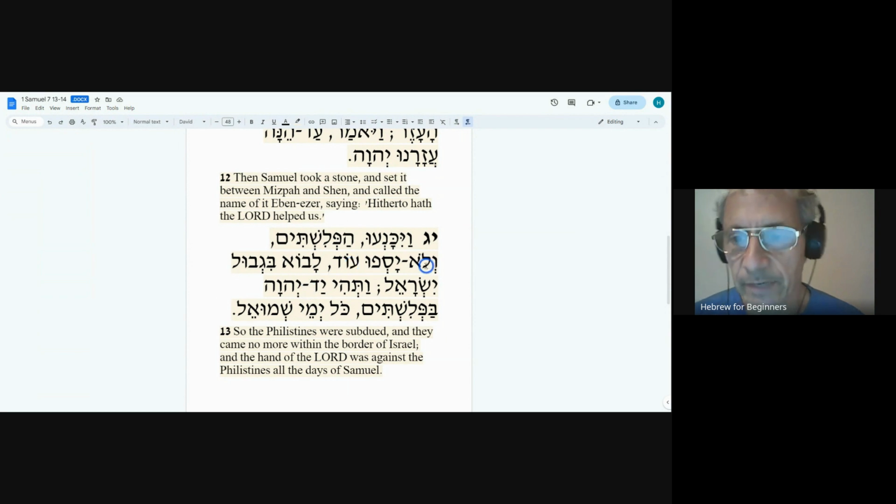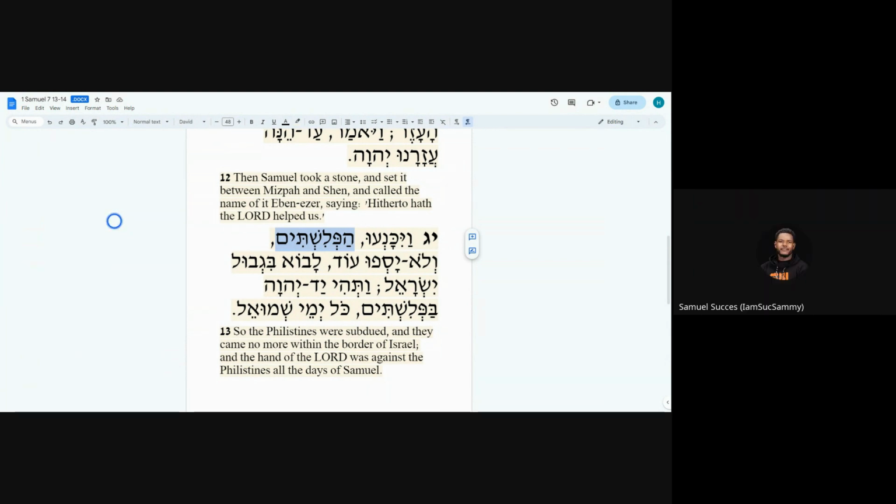So we're looking at verse Yud Gimel, which is 13. Yud is 10 and Gimel is 3. So verse Yud Gimel is verse 13. Take a look at the second word, Sammy. Could you give us that pronunciation? The pronunciation is Hafelishtim.